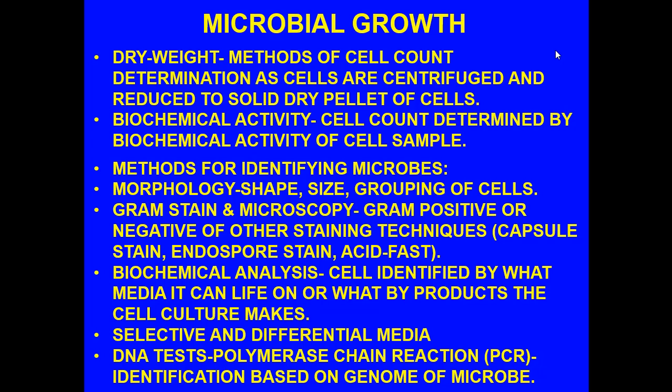Biochemical analysis. The cell is identified by what media it can live on and by what products the cell culture makes. This is where we get into selective and differential media. Finally, the way to really be sure of something is to go right to its genome. The DNA tests, polymerase chain reaction, identification based on the genome of the microbe.